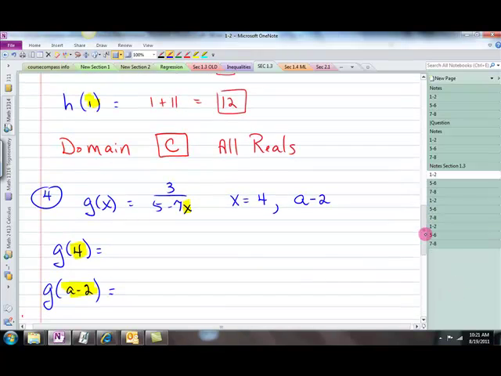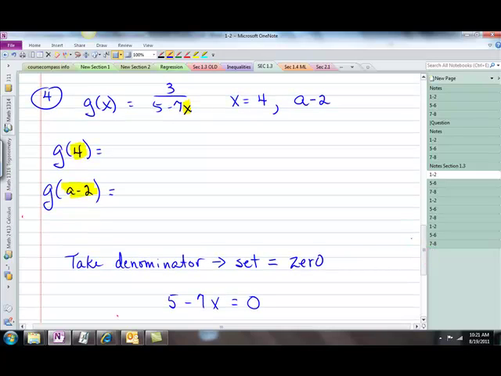All right, let's look at number 4. Number 4 is very much the same. Gives you a function, g of x, and remember this letter could be anything. Doesn't have to be f, could be g, h, whatever. And then it gives you 2 things, x equals 4 and a minus 2. Both times we're going to plug in whatever we're asked to find for wherever the x is. So here I'm going to go 3 over 5 minus 7 times 4. And then I'm going to clean that up. 3 over 5 minus 28. That's a negative 23.